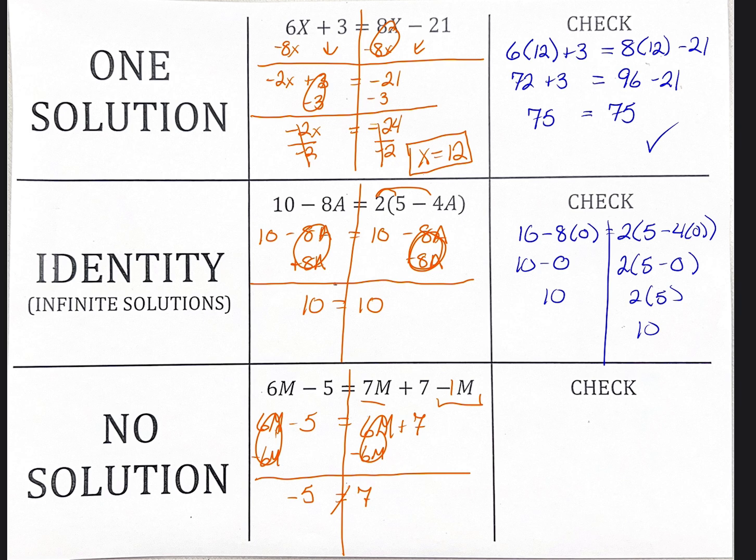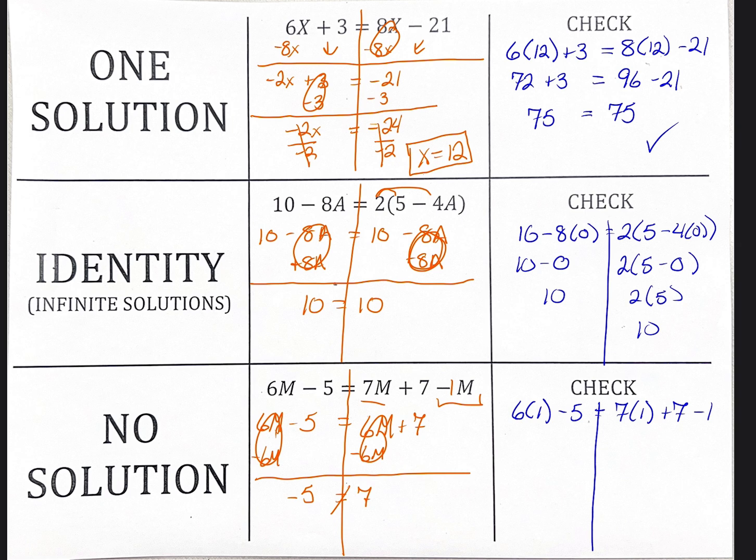It doesn't matter what number I plug in here. I am never going to come up with those two numbers being the same, no matter what I do. And we can check that. Again, we'll just pick a random number. We're going to pick 1 this time. So if I do 6 times 1, I forgot to change my color. I know it doesn't matter. I just like consistency. So 6 times 1 minus 5 equals 7 times 1 plus 7 minus 1.